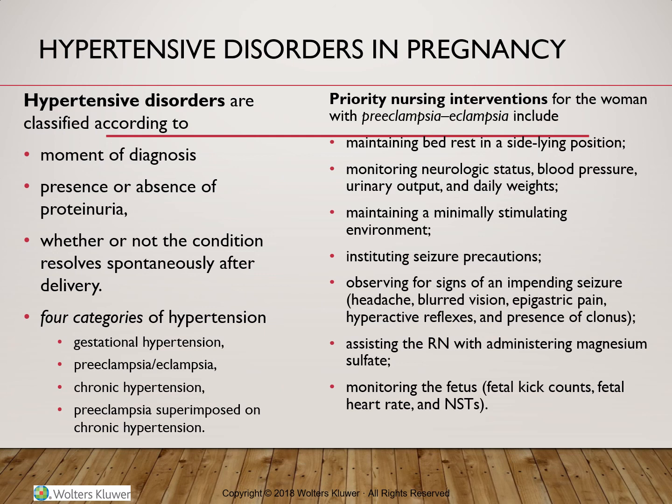Preeclampsia can damage every organ in the body. We'll look especially at the kidney, and it's important because the urinary output needs to be measured hourly, and it needs to be over 30 milliliters per hour. Otherwise, it needs to be reported to the provider.